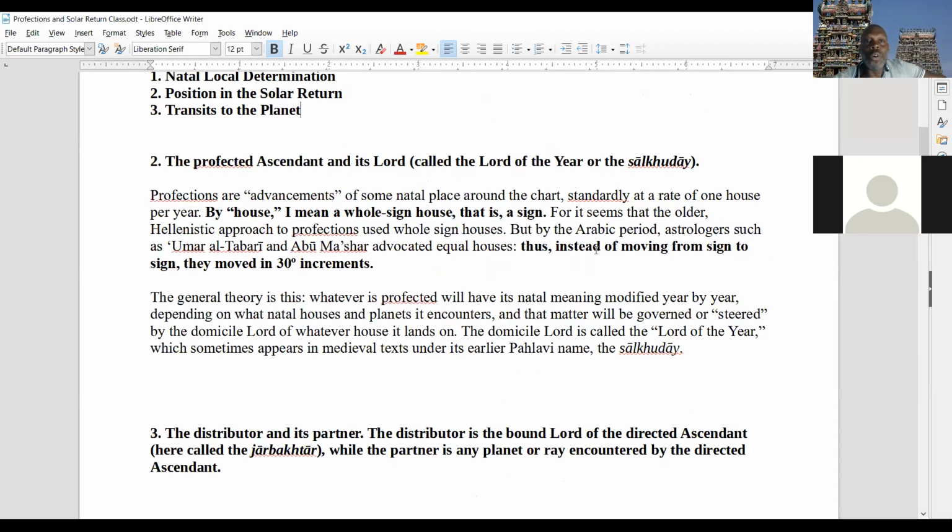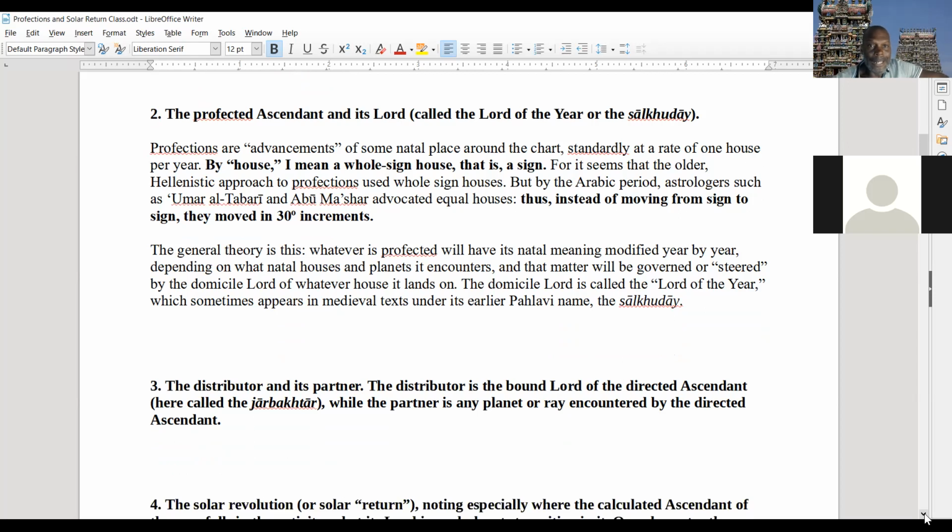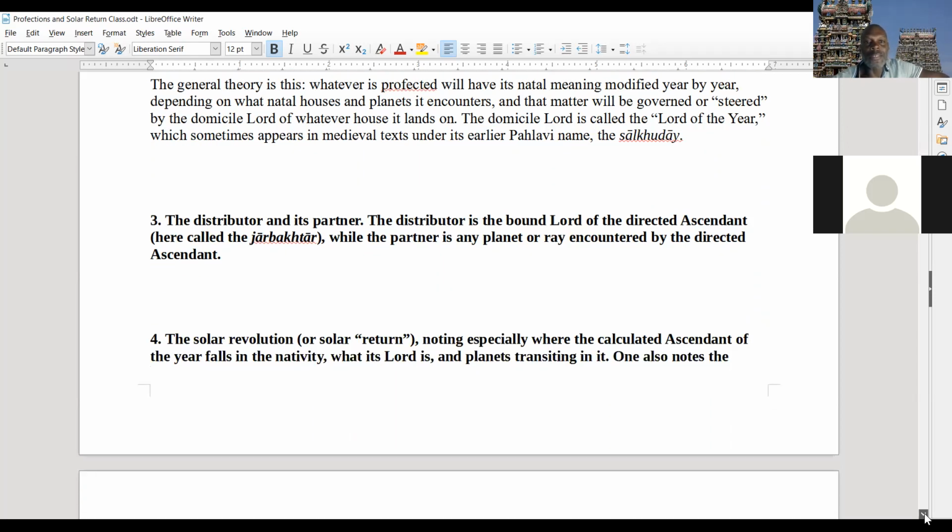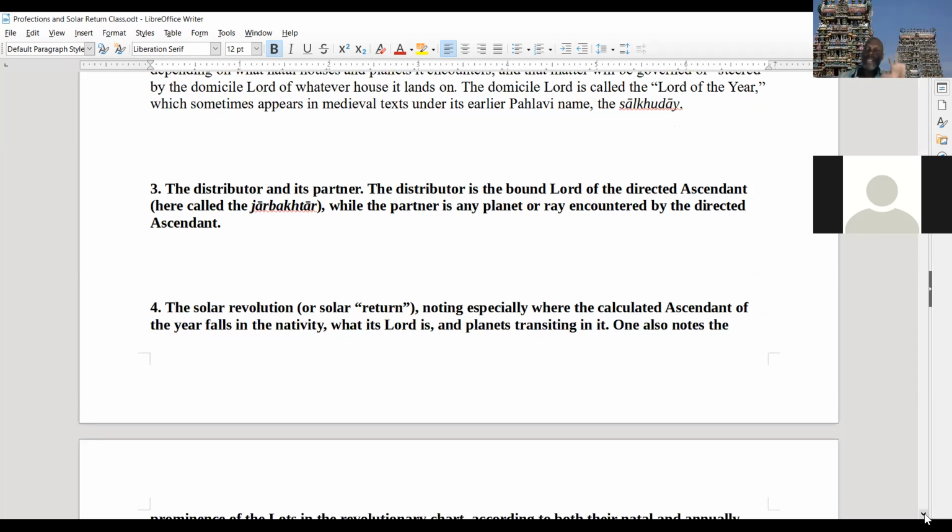So you're looking for the profected ascendant and its lord, and the lord is called the Salkudai. All right, so that is the beginning of looking at profections.